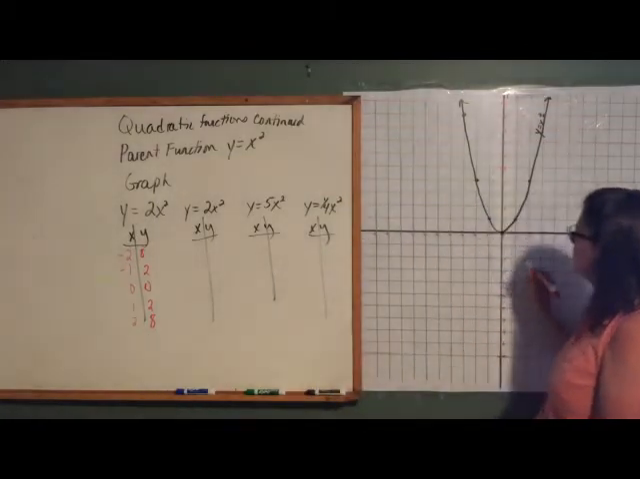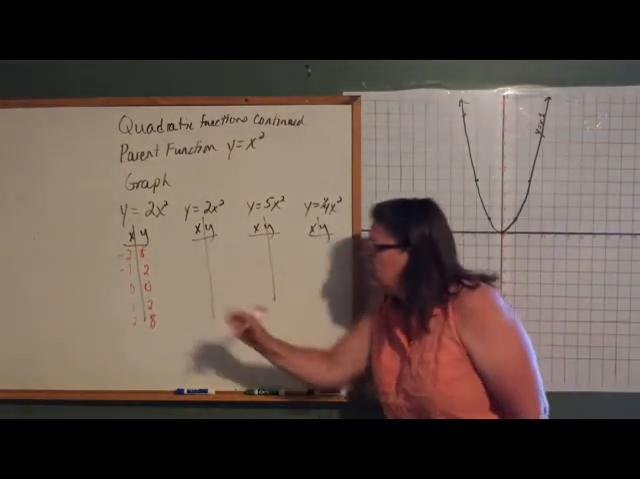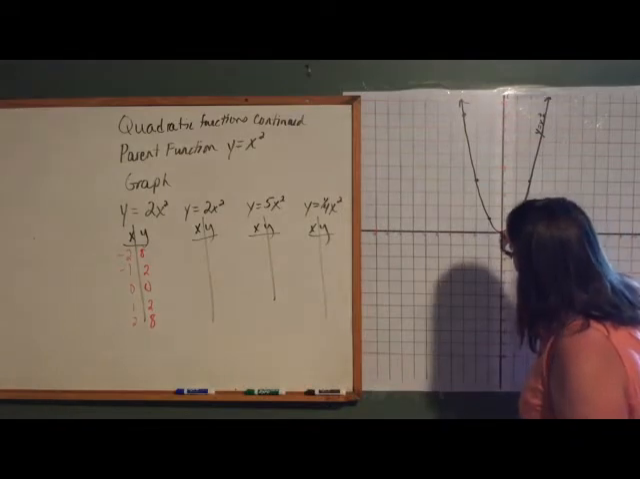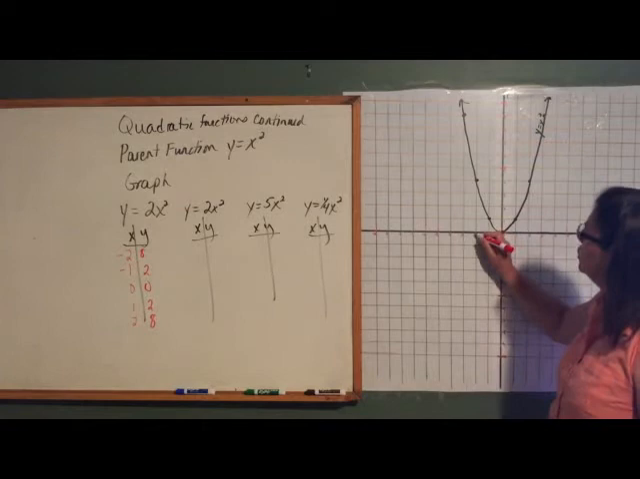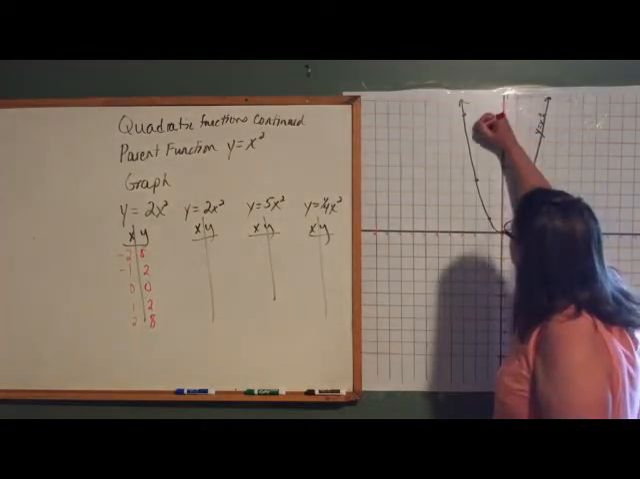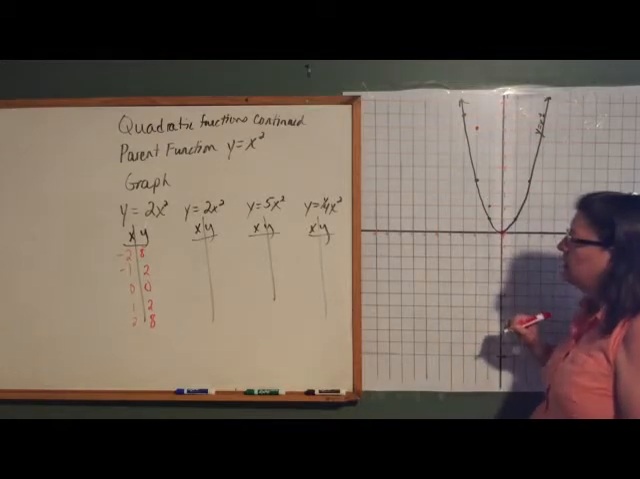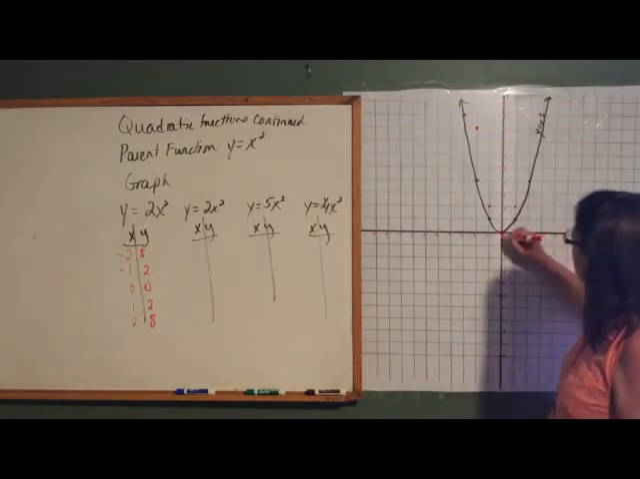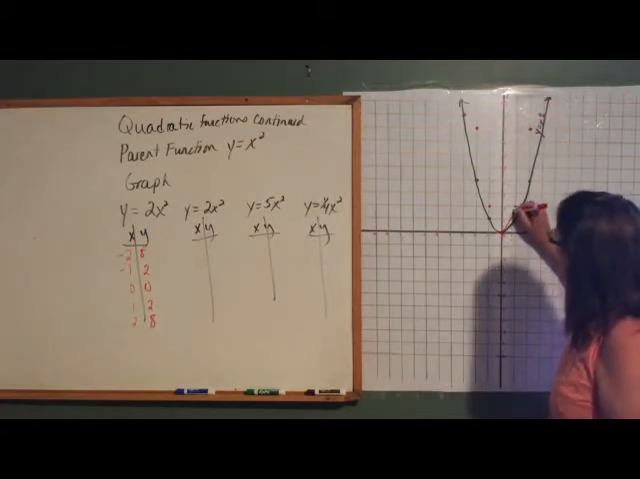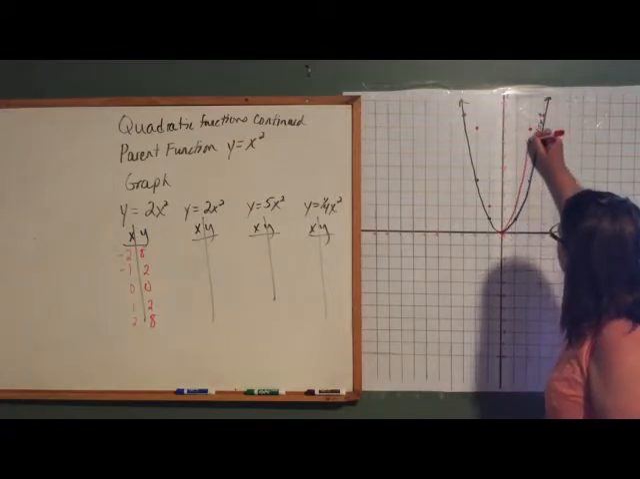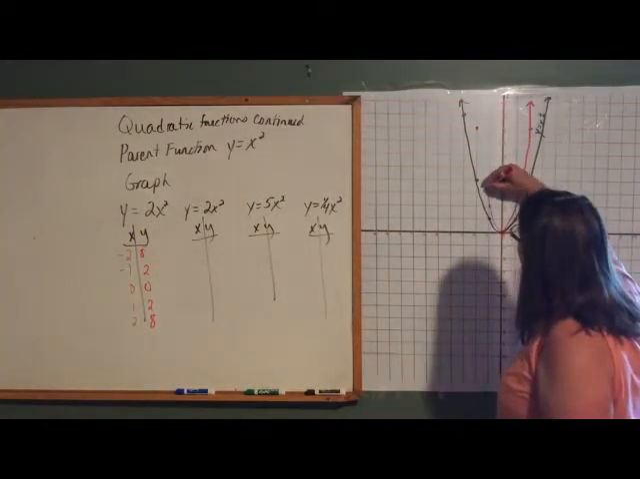Negative 2, 8. So you'll notice here, 0, 0 is still going to be my vertex. So that point they have in common. So negative 2, 8. I go left 2, up 8. Negative 1, 2. 1, 2, and 2, 8. So if you look at this, it is still a parabola, meaning it's U-shaped. It's still going in an upward direction.